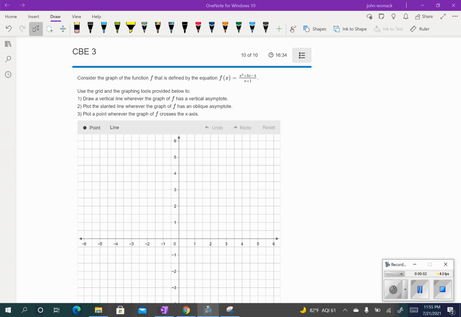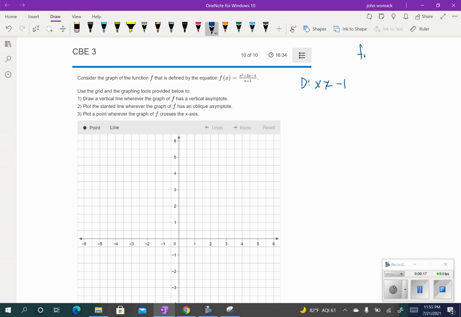Question 10 is really similar to question 9. The only difference is instead of having a horizontal asymptote, it has an oblique one. So our steps are still the same. We want to find the domain, and that's pretty easy on this one. Right? X cannot equal -1. Let's factor it and see if it reduces, though.